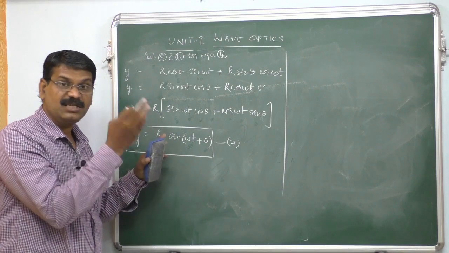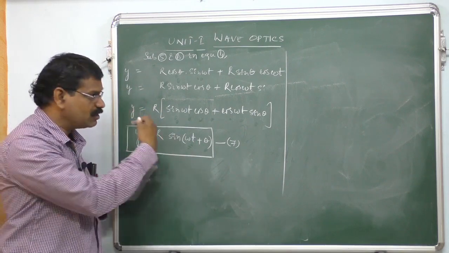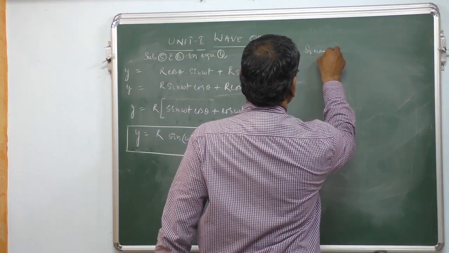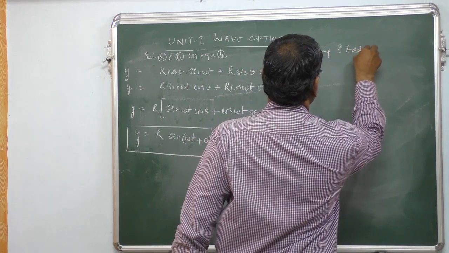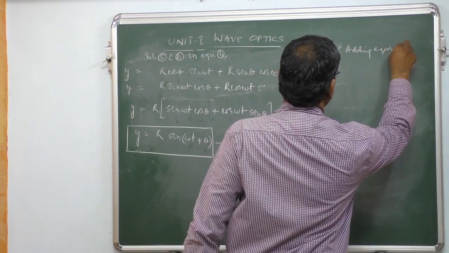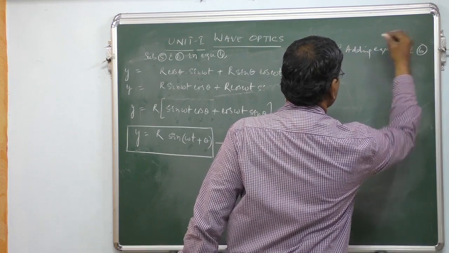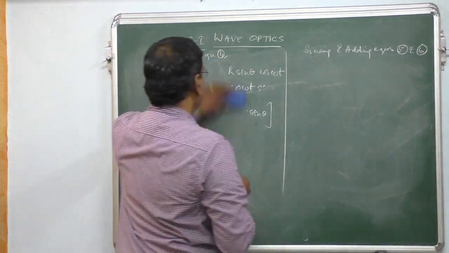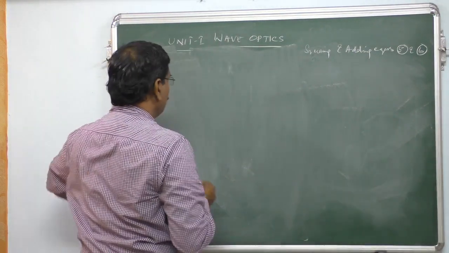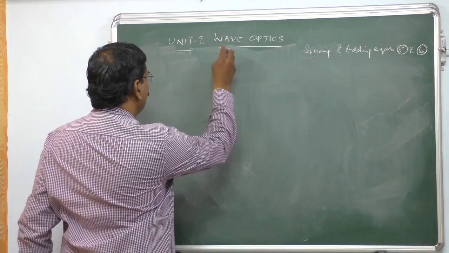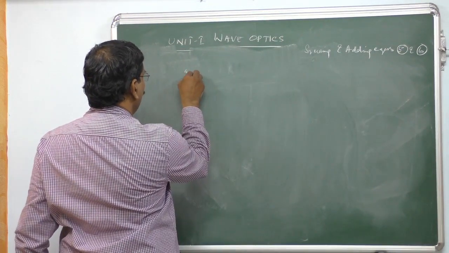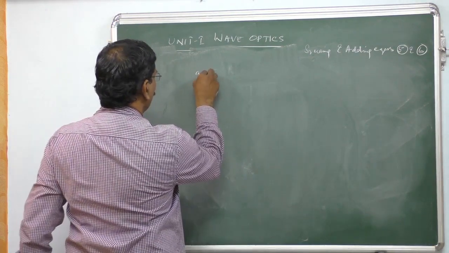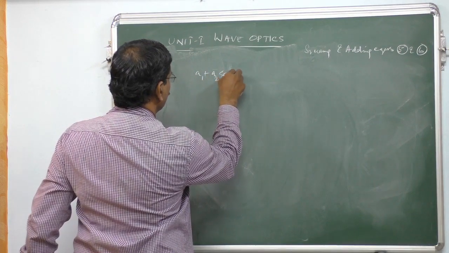Now let us say we squared equations 5 and 6 and added them. Continuation of the derivation: squaring and adding equations 5 and 6. Let us see this. Squaring and adding equations 5 and 6, we will get. What is equation 5? We already considered here: A1 plus A2 cos phi sin omega t.